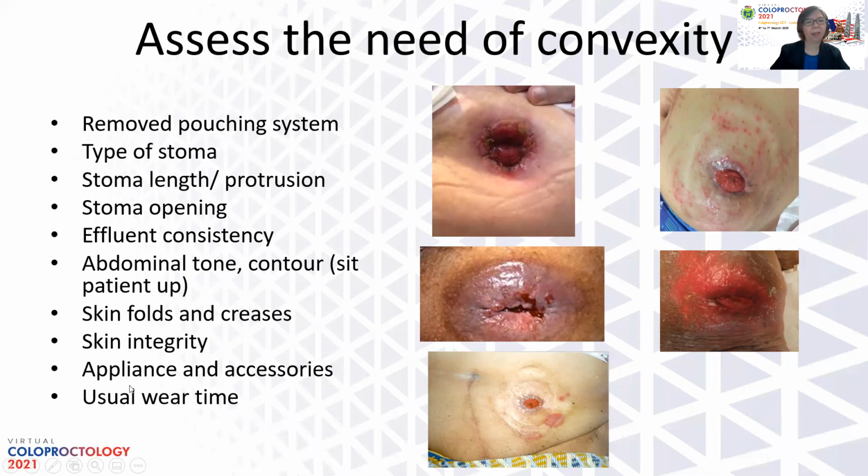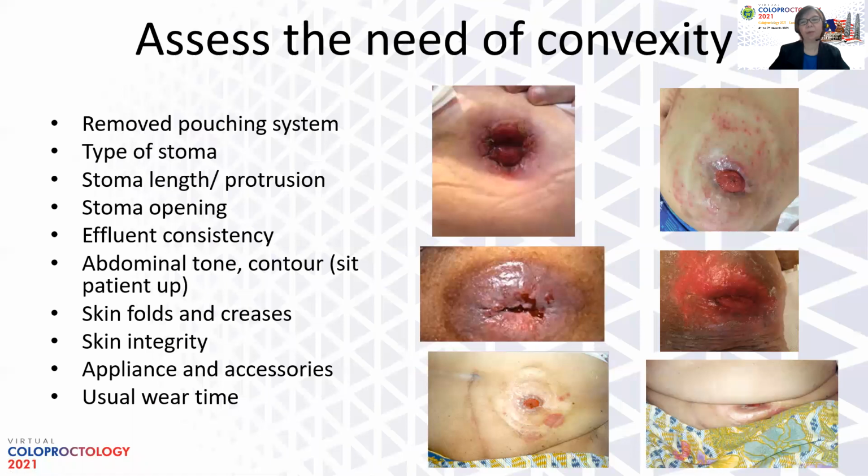And the appliances and accessories that the patient is currently using are important, because you know roughly what is useful for the patient, what is not useful, and what the patient's preference is. Sometimes they do not like a one-piece system, they like a two-piece system, or sometimes it's the other way around. Of course, we will also check with the patient how many days they can use the wafer, which means the usual wear time we want to know, so that we can gauge whether the convexity is suitable for them or not.